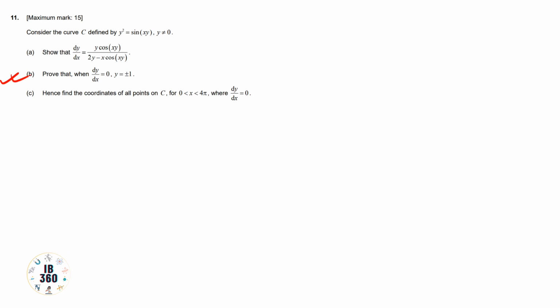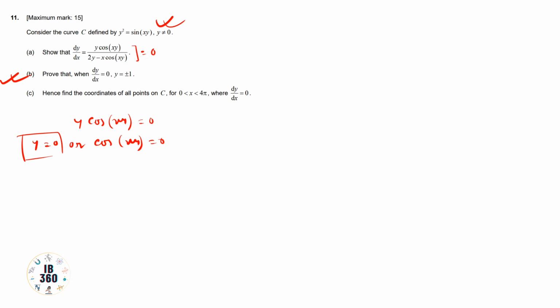From the previous page we got that it has to be 0. If it is 0, then y cos xy equals 0, so either y equals 0 or cos xy equals 0. But y cannot be 0, so cos xy equals 0 here.